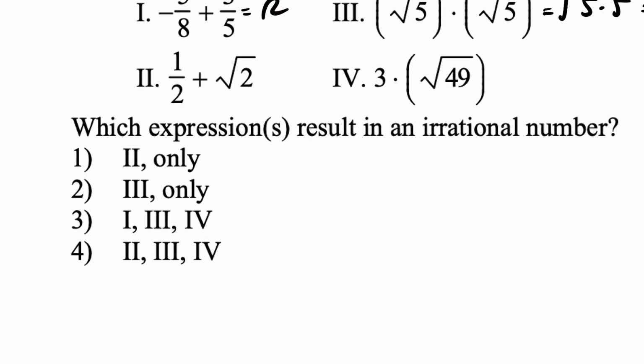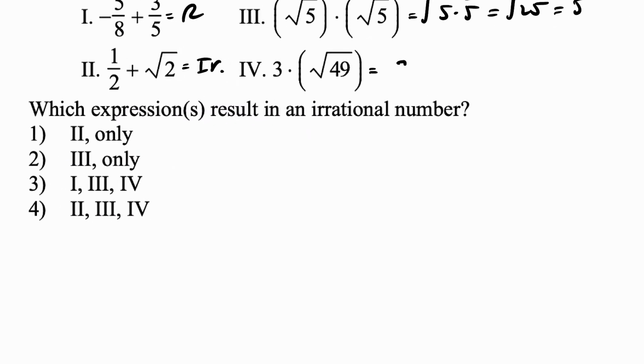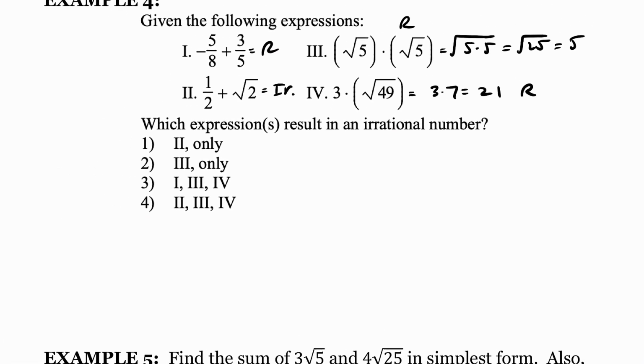Number 2, the square root of 2 is not a rational number. So when you add that with a rational number, you're going to get irrational. And then the last one, I'll show you why it's rational. The last one is 3 times the square root of 49. That's just 7. 7 times 7 is 49. So that really is just 21, and 21 is a rational number. So the only one that doesn't have a rational answer is Roman numeral 2.